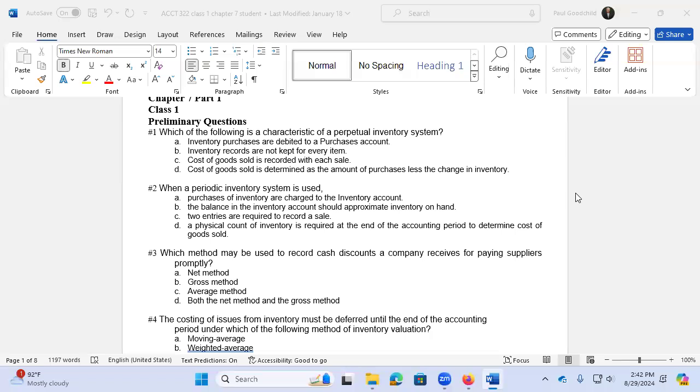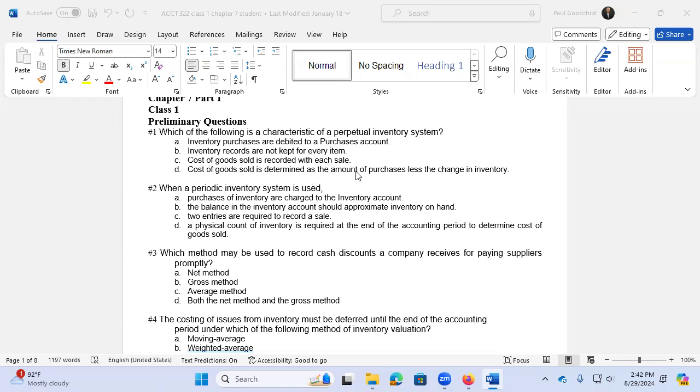But essentially, what we're looking at is perpetual, and we want to know what gives us the information right away. So inventory purchases are debited to purchases account. We would use a purchases account in a periodic, not in a perpetual. Inventory records are not kept for every item. Again, that's in a periodic, not in a perpetual. Cost of goods sold is recorded with each sale. That is the correct answer.